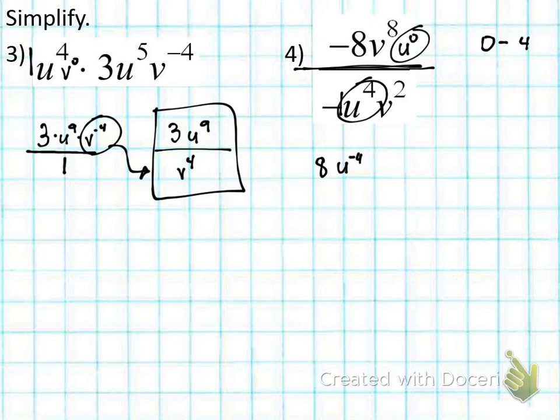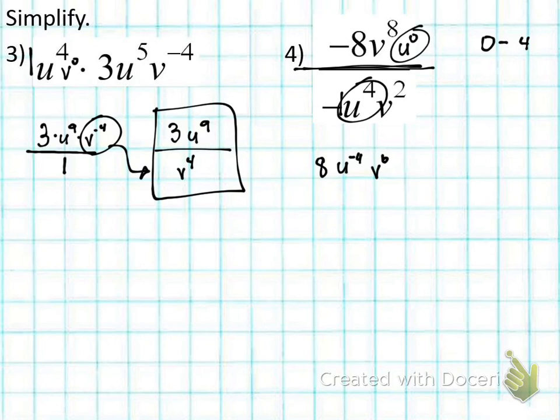You have the v's. V to the 8th over v squared. I'm going to give you 30 seconds. Go. What's v to the 8th divided by v squared? V to what power? What's 8 minus 2? 6, right? Oh, not 2. 6. Okay, makes sense? Okay.